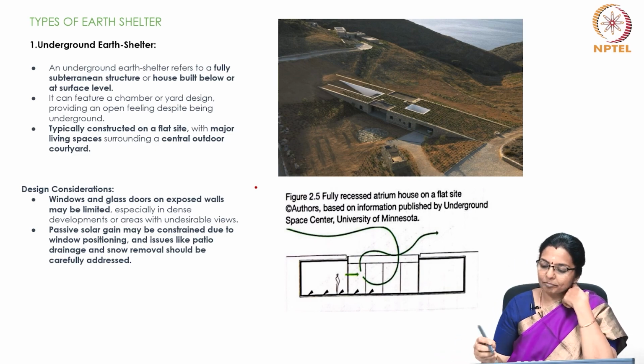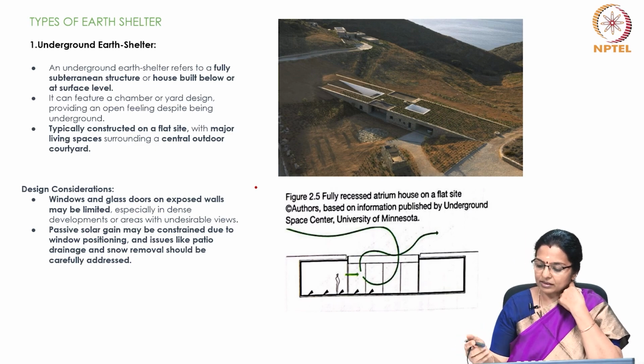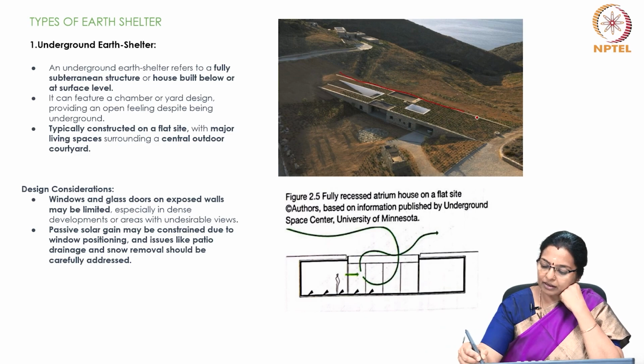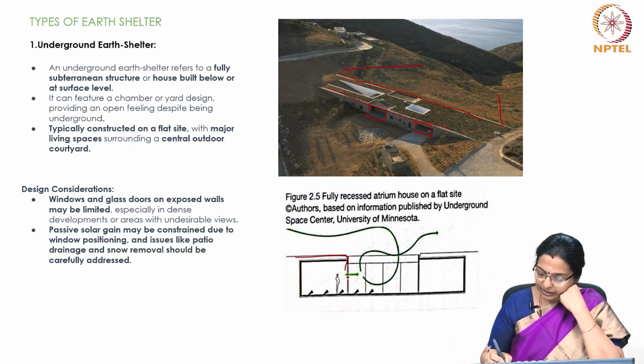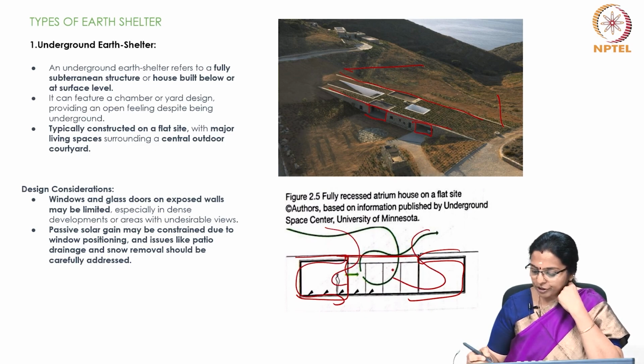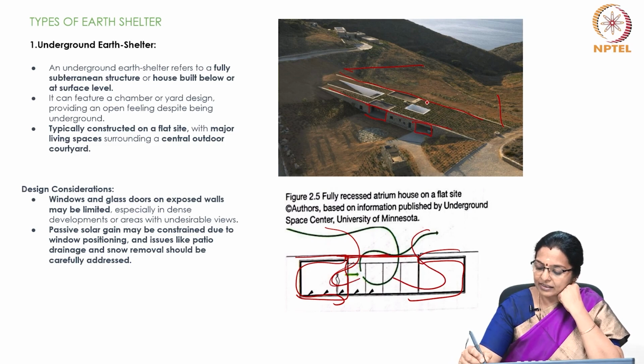So, it can be something like this, where it is fully covered with soil on one side and one surface is exposed, or it is fully inside the earth with only the atrium being exposed, and exposure to the outside is only through the atrium, something like this.